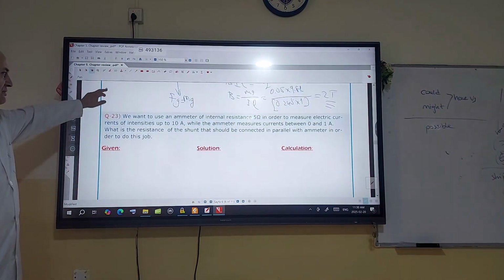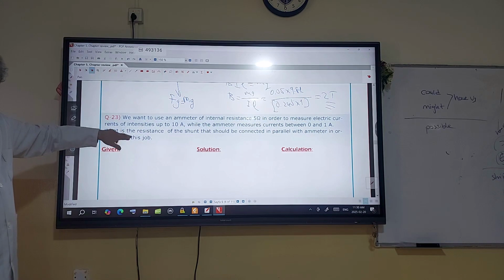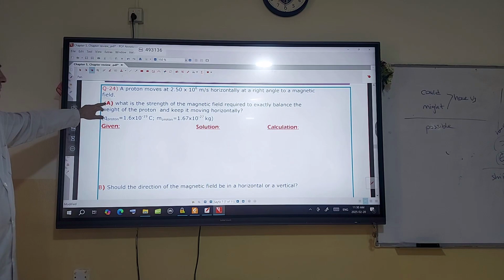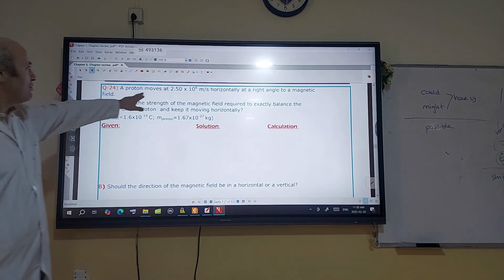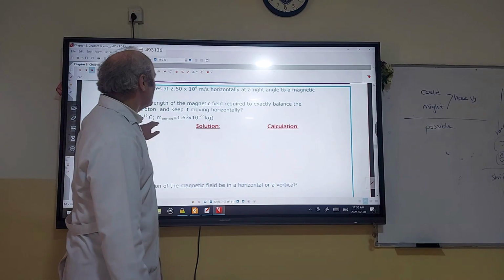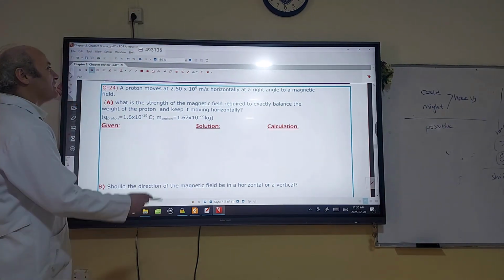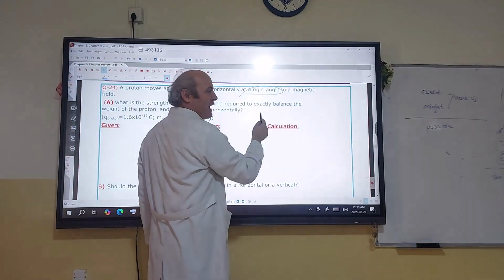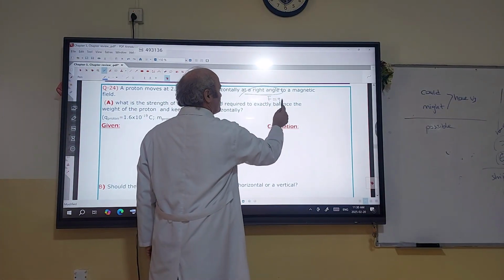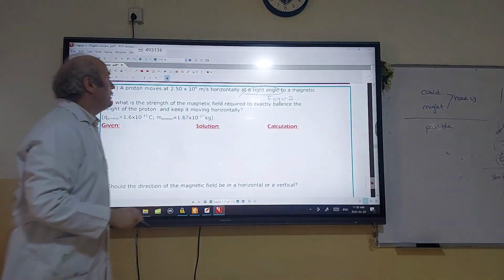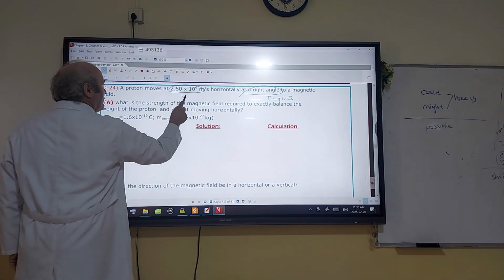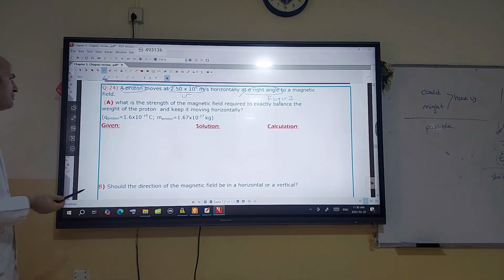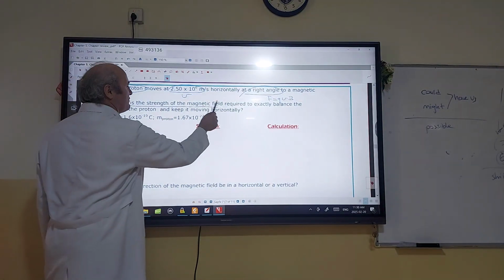And question number 23. We did this in the classroom in detail, so no need to do it again. We will go with 24. A proton moves at 2.5 times 10 to the power 6 meters per second horizontally at right angle to a magnetic field. Right angle means maximum magnetic force acts on it, QVB. We are going to use QVB if required. And this is V. We know it's a proton, Q for proton is 1.6 times 10 to the power negative 19. What is the strength of the magnetic field required?